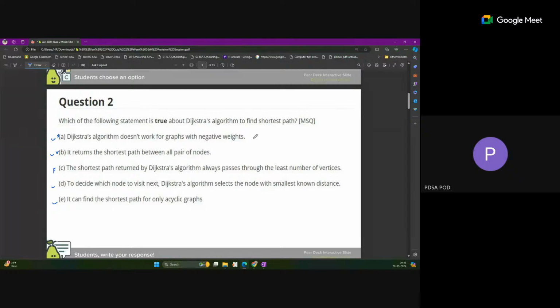Okay, let's discuss one by one. Option A: Dijkstra's algorithm doesn't work for graphs with negative weights. Students point out it may work sometimes. With a negative cycle, it doesn't work, but with negative edges it may work. The graph should not have a negative cycle. Negative weights are not always fine; sometimes it will work, sometimes it will fail.